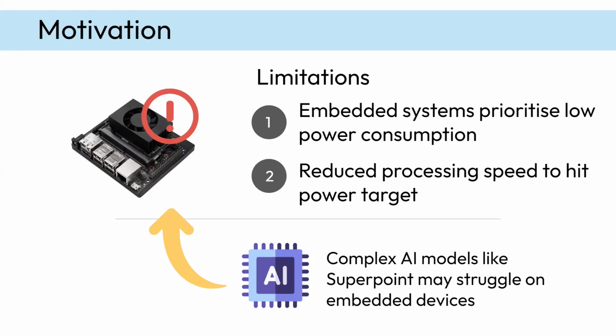Despite the upsides of AI models, deploying them on embedded systems or devices can be problematic due to the trade-off between processing power and power consumption. These devices prioritize low power consumption, often achieving this by limiting clock speeds. However, AI models typically benefit from faster processors to achieve better performance.